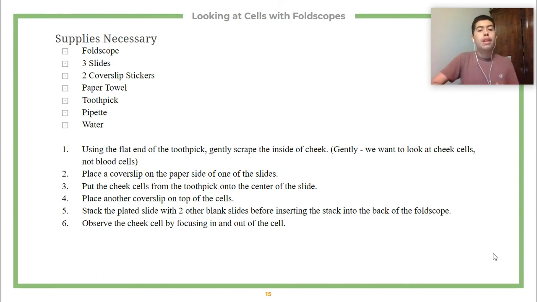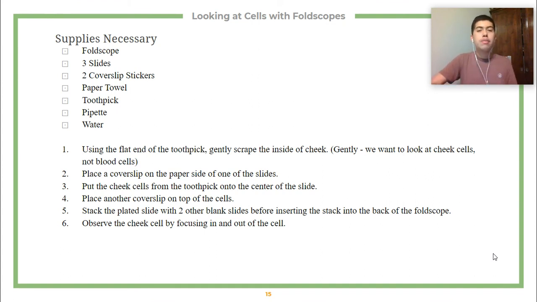Then you will place a cover slip on the paper side of one of the slides. So you'd place the cover slip on one of the sides, and then you'd put the cheek cell from the toothpick onto the center of the slide. You just kind of slide it off, and put it on the slide. And then you'd place another cover slip on top of the cells, and then stack the plated side with 2 other blank slides before inserting the stack into the back of the foldscope.